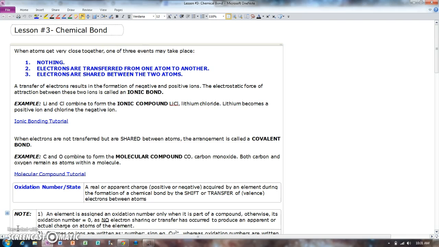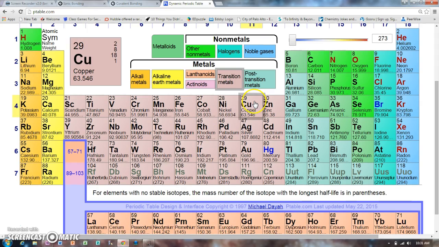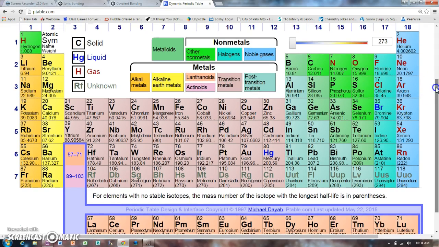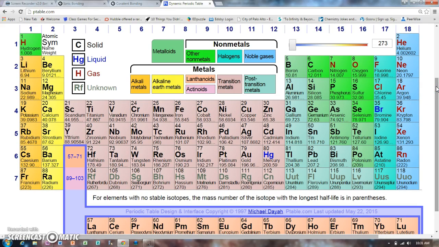So if you remember, looking back at your periodic table, and again this is from ptable.com, which we're going to use a lot this year, you're looking at these atoms present here on the periodic table as neutral atoms. They all have the same number of protons and electrons, but they're not all happy.